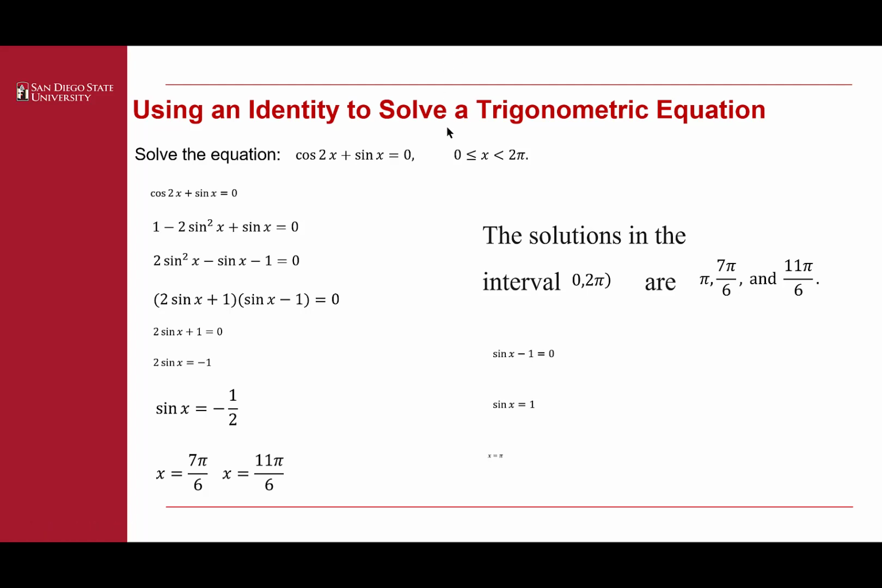And if we look at the second term, which is sinus x minus 1 equals to 0, we get sinus x equals to 1. And I'm sorry about this very little font size, but it says obviously x equals to pi over 2. And since we already know the interval for angle x, the solutions are pi over 2, 7 pi over 6, and 11 pi over 6.